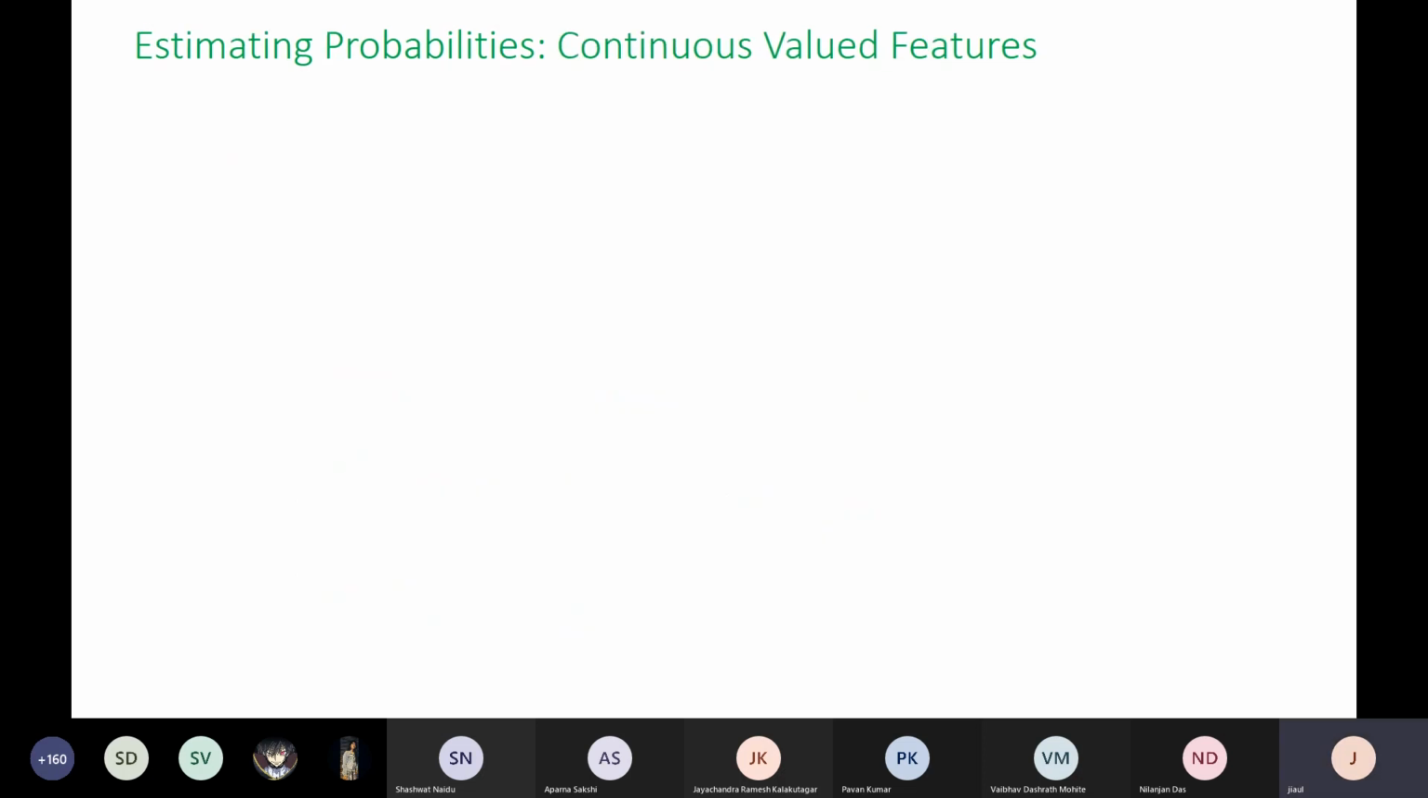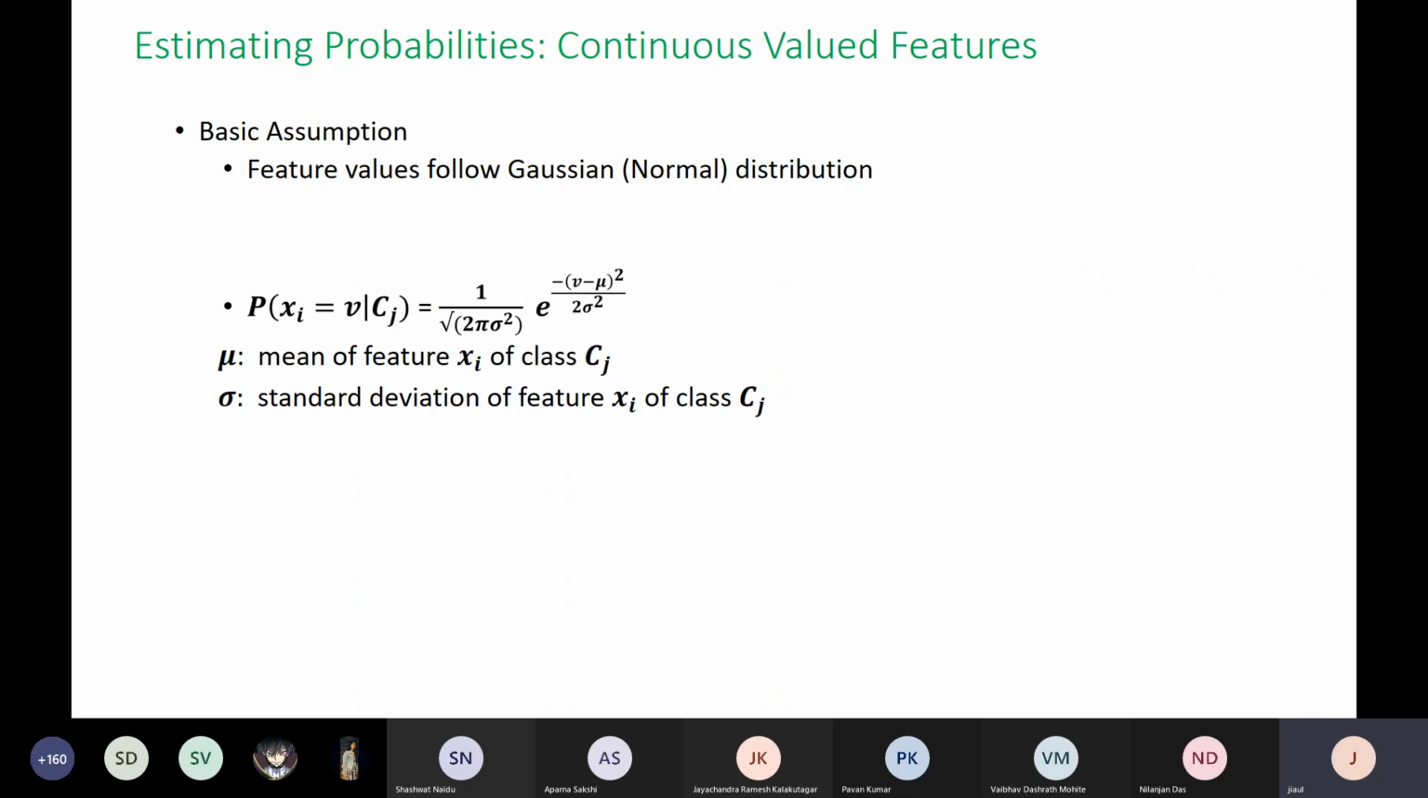All right. Now the continuous valued features. We talked about discrete valued features. Now, continuous valued features: how can we estimate the probabilities? One of the simplest ways to do it, which is typically the assumption that we make, is that feature values follow a Gaussian distribution, normal distribution. So you have 10 continuous valued features, for example, and every feature is going to follow the Gaussian normal distribution. Then for every class and for every feature, you have a Gaussian distribution, so you can compute the mean and variance, standard deviation, for every class and for every feature.